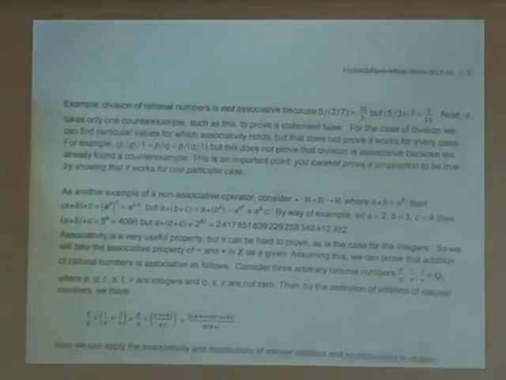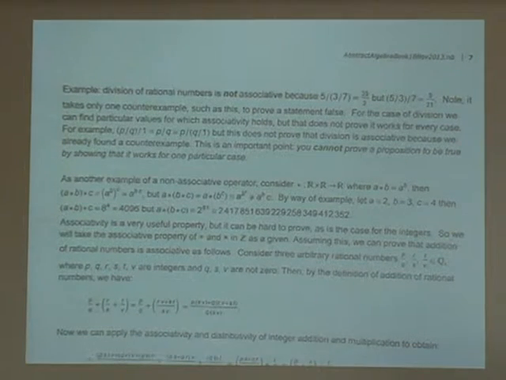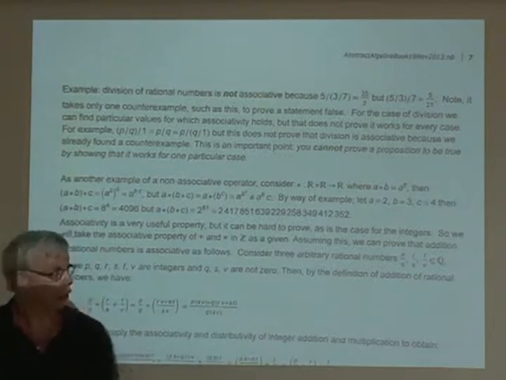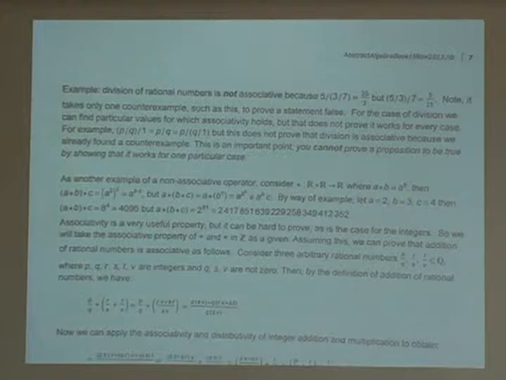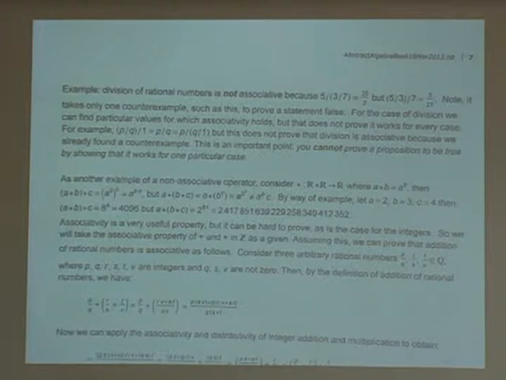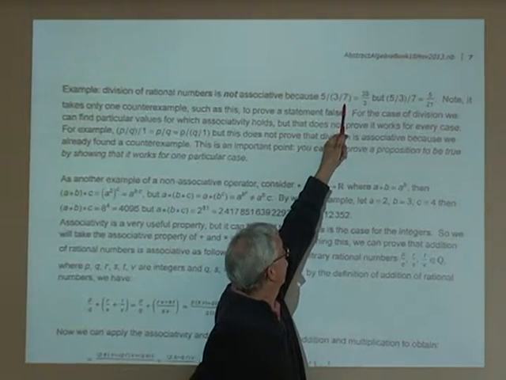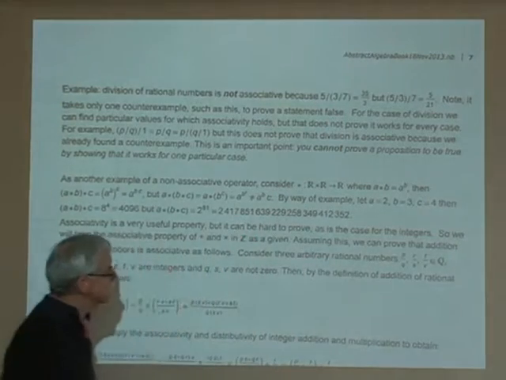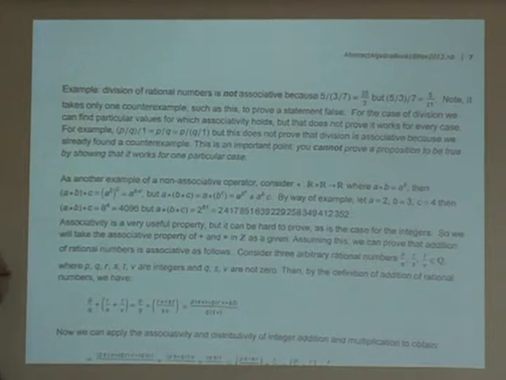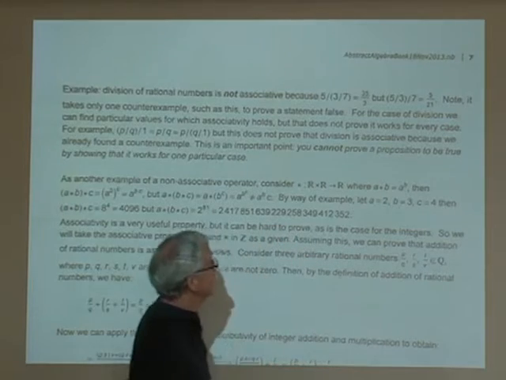Okay, here's a counterexample, a good basic high school education counterexample. Division of rational numbers is not associative. Division of integers is not associative. Because if I take 5 divided by the quantity 3 divided by 7, I get 35 over 3, because dividing by 3 over 7 is the same as multiplying by 7 over 3. But if I associate differently, the quantity 5 divided by 3, divided by 7, I get 5 over 21.